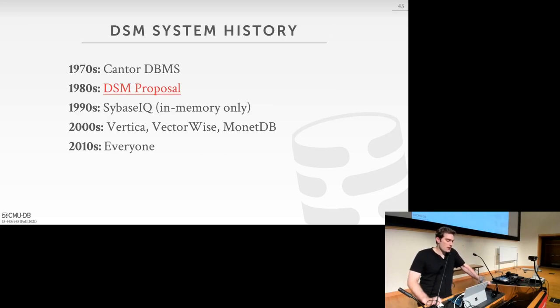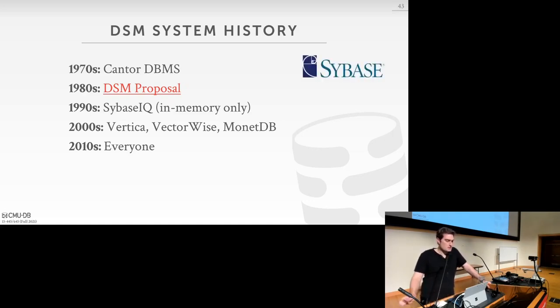DSM systems are not new. They've been around for a while. The first one I know of is from the 1970s. It's not actually a DBMS. I think Cantor's a file system, but if you look at what they're describing in the paper, it's a column store. In the 1980s, there were the first theoretical underpinnings or proposals for DSM storage.